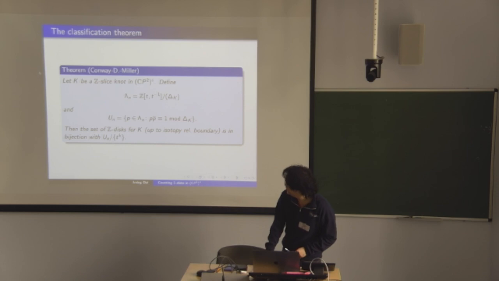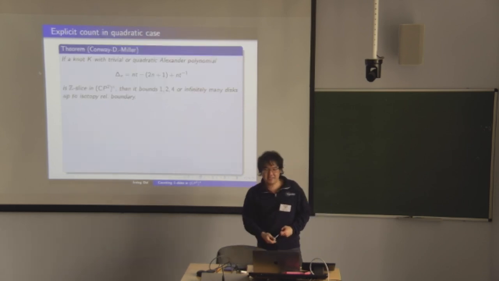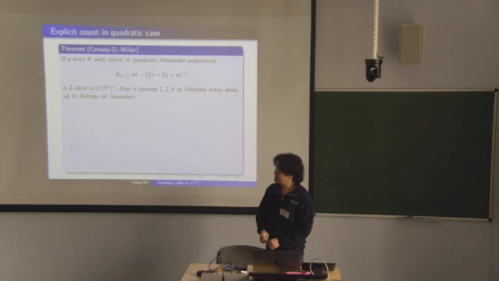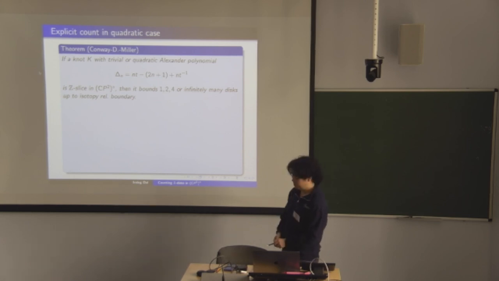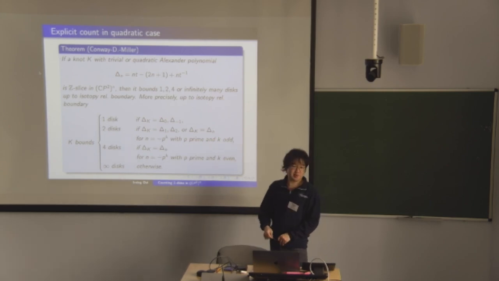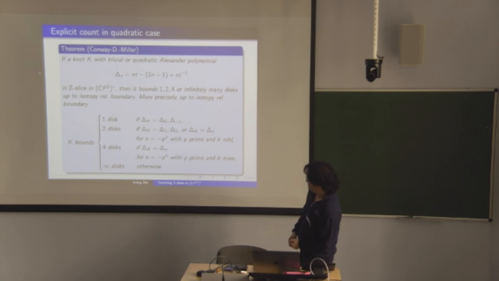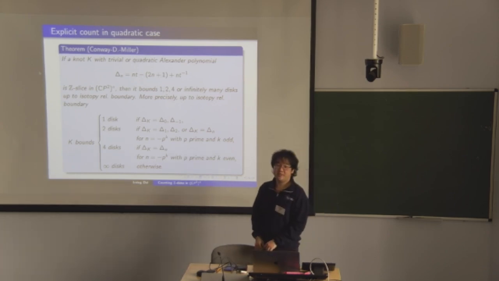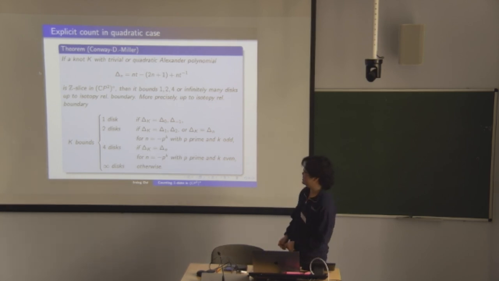So, all right, what is the outcome? If you have a knot with quadratic Alexander polynomial, and the knot is Z slice in CP2, then as I said, it bounds 1, 2, 4, or infinitely many Z disks up to topological isotopy rel boundary. And here is the actual casework. If the Alexander polynomial of the knot is either trivial, or it is the Alexander polynomial of the trefoil, then it bounds a unique Z disk up to topological isotopy rel boundary in CP2.